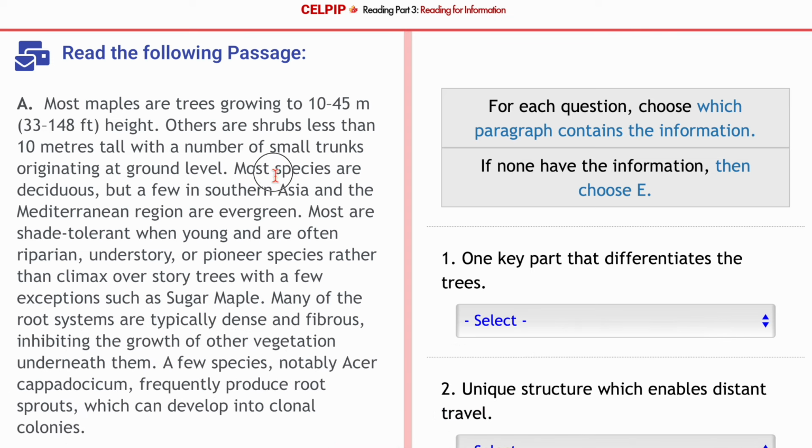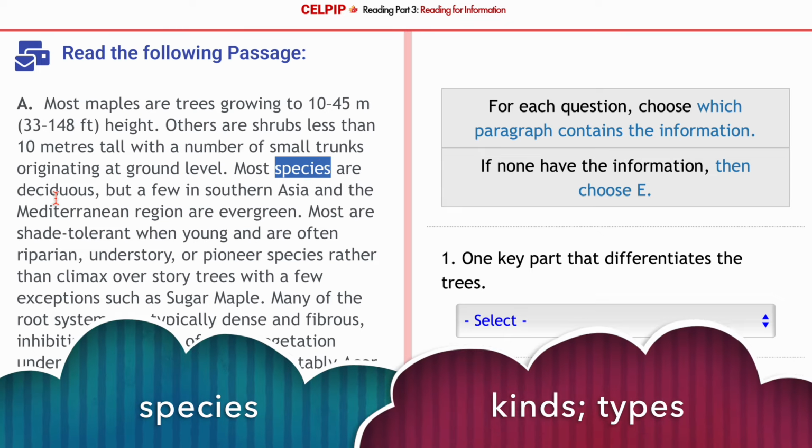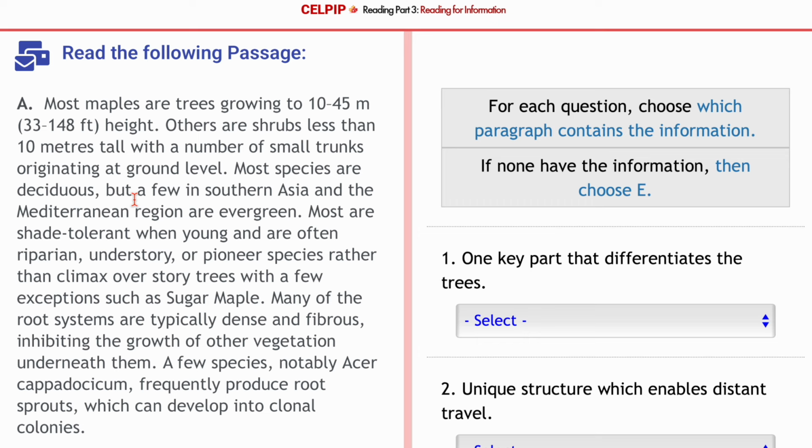Most species or kinds of trees are deciduous. That's a type of tree. But a few in Southern Asia and the Mediterranean region are evergreen. So species of trees. Most are shade tolerant when young and are often riparian, understory or pioneer species rather than climax overstory trees, with a few exceptions such as sugar maple. So these words here I can tell are about types of trees or something very topic specific to maples. Those words I don't think are important.